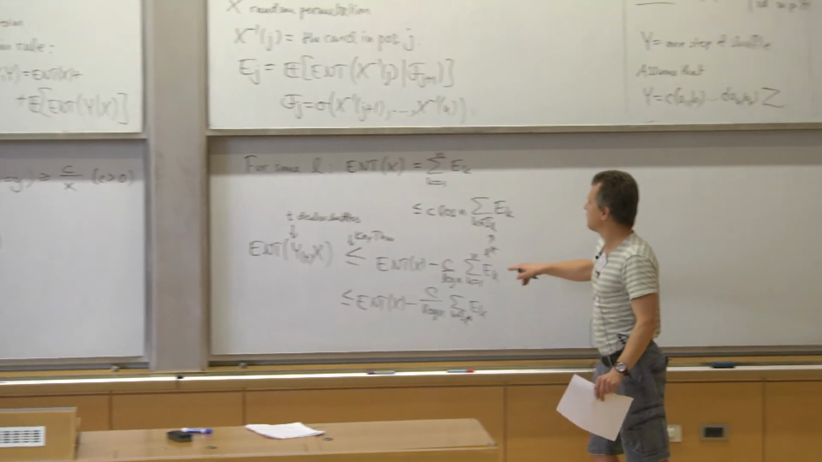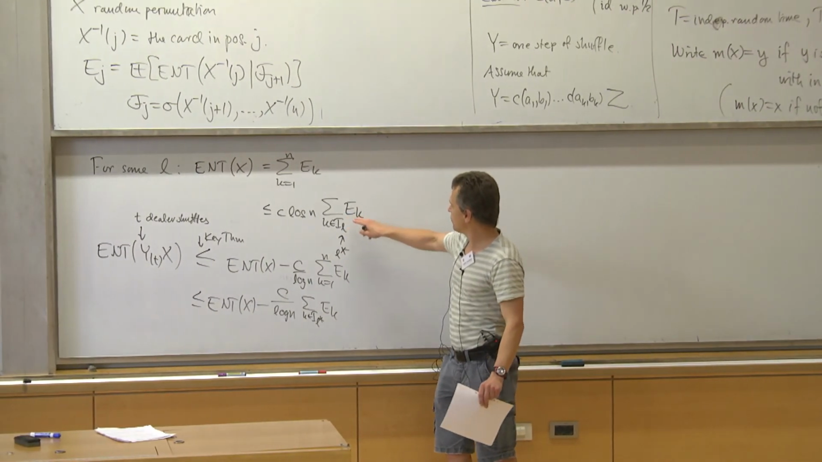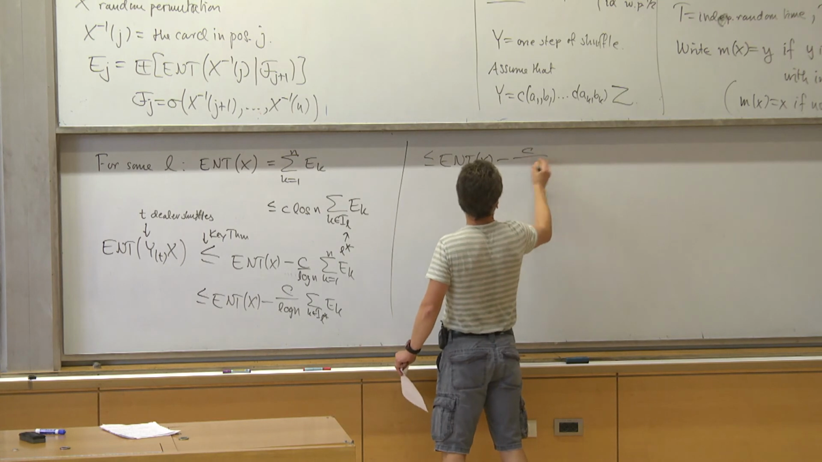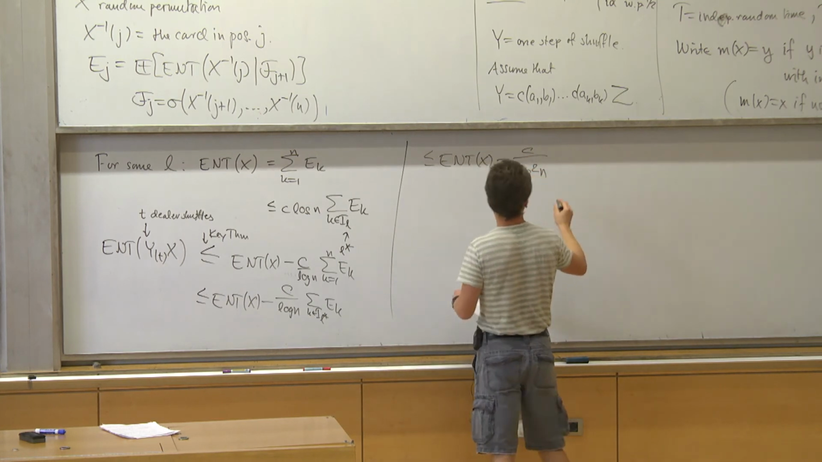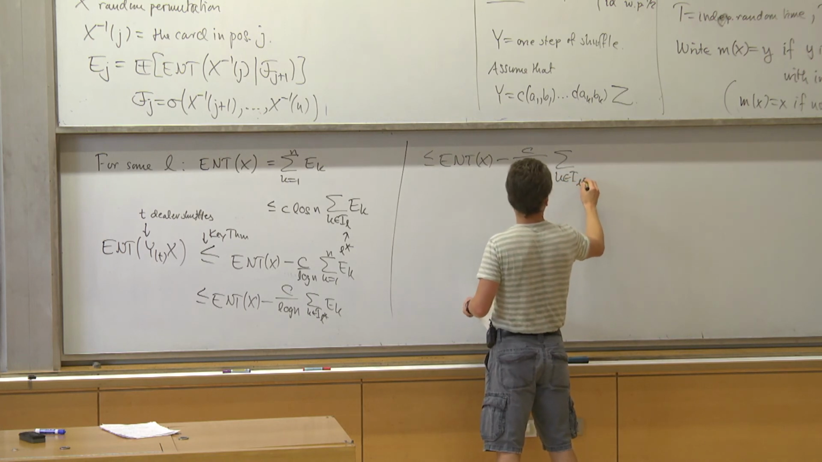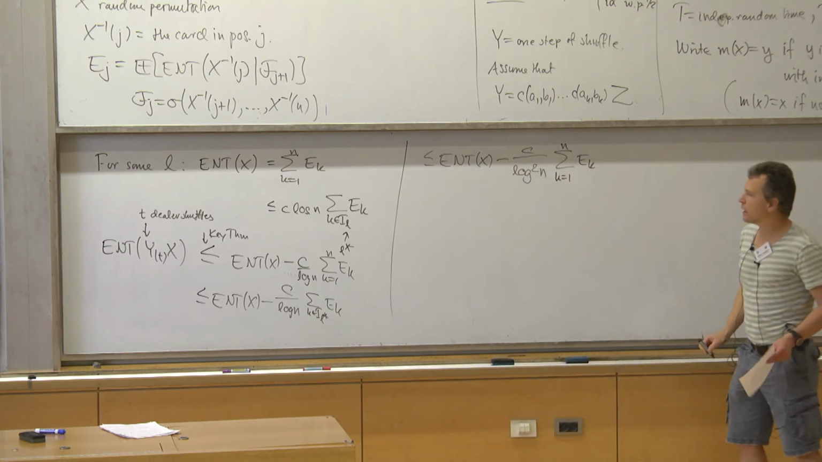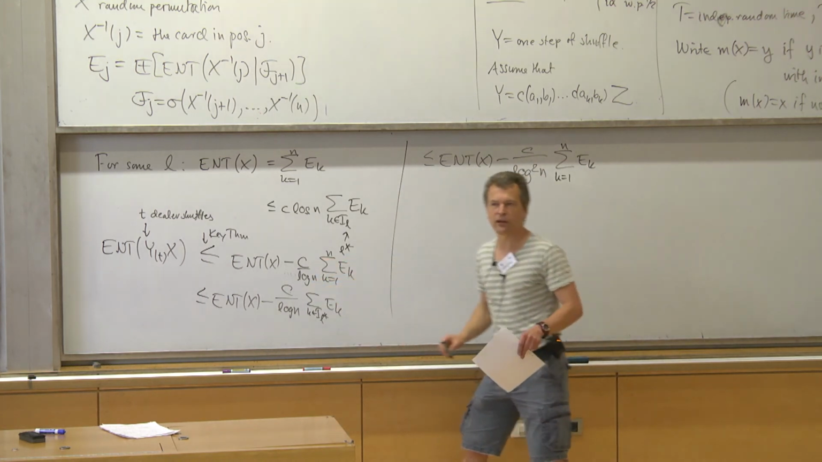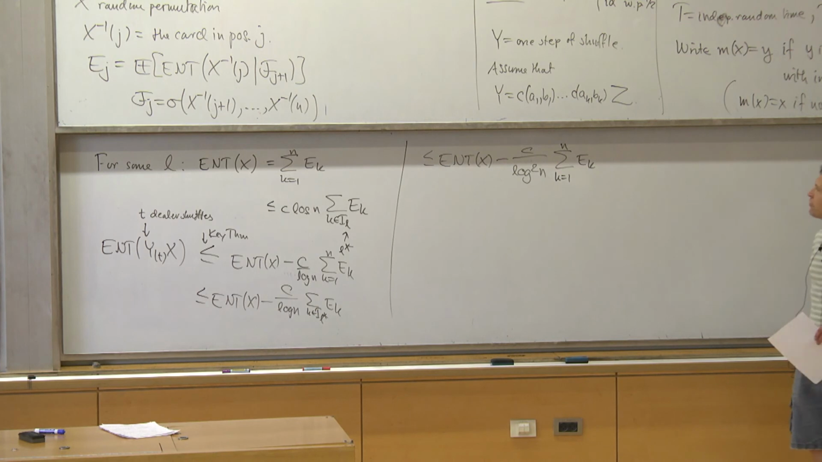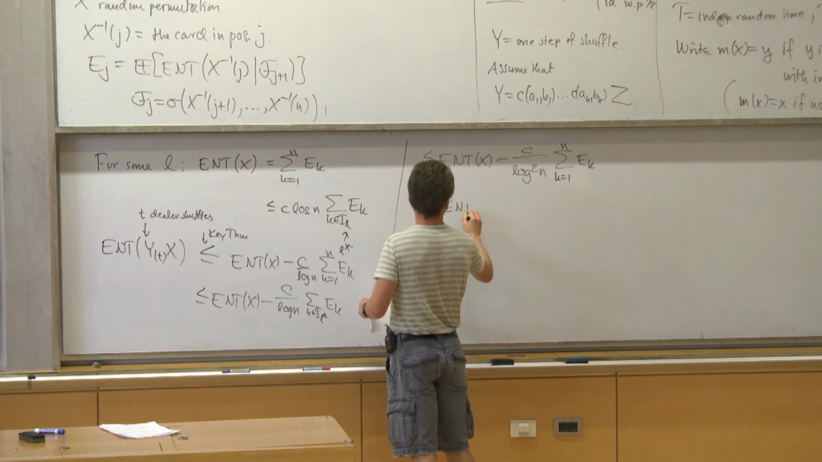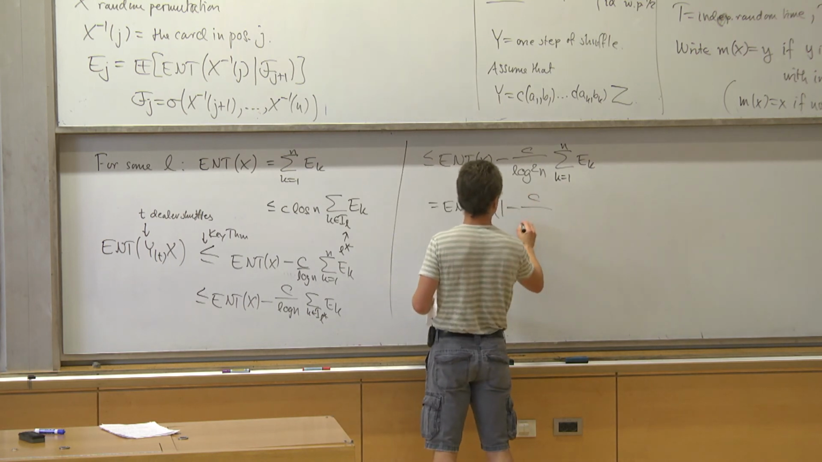But this one was at least the fraction 1 over log n of the total entropy. So we get that this is less than or equal to n H(x) minus c divided by log squared n, sum over k in A L star, k goes from 1 through n, e_k. And these c's appearing here are not necessarily the same constant. They are generic symbols for constants. But this sum here is n H(x), so we can take out n H(x) and get that this reduces by a factor 1 minus c divided by log squared n.